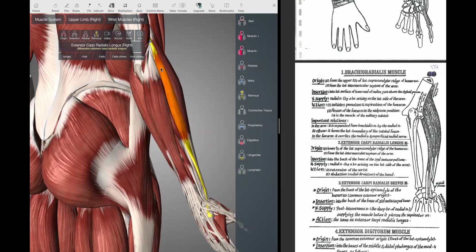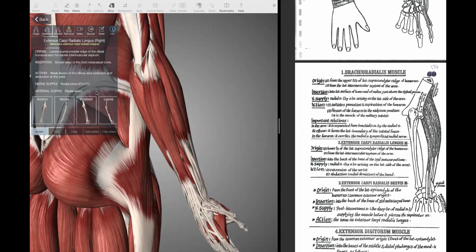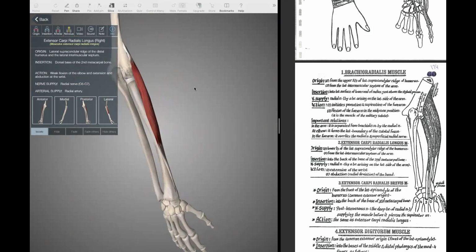The origin, lateral supracondylar ridge of the humerus. Insertion, dorsal base of metacarpal 2. Action, abduction and extension of the hand. Innervation, radial nerve.